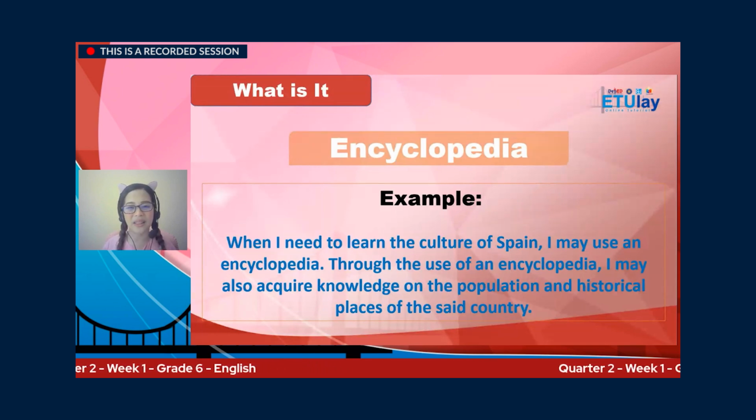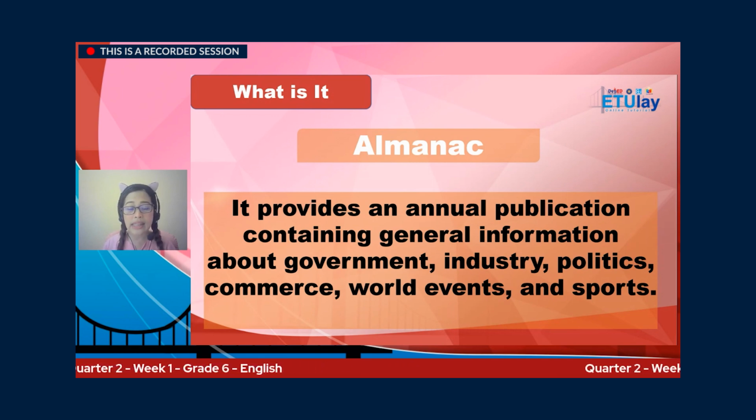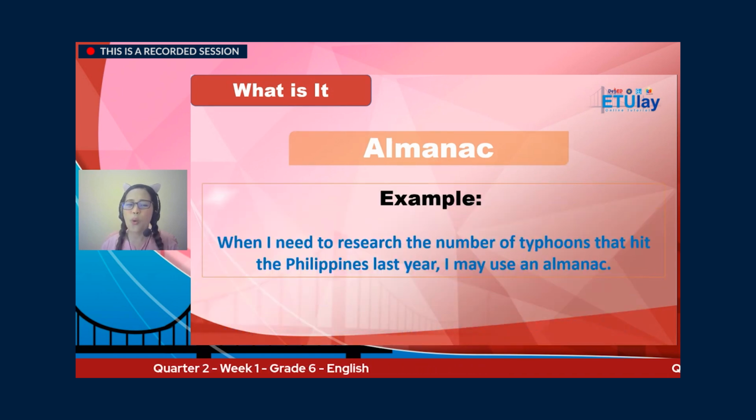Through the use of encyclopedia, I may also acquire knowledge on the population and historical places of the said country. And here's encyclopedia. The second one is almanac. I hope that you are familiar with this source of relevant information. When we say almanac, it provides an annual publication containing general information about government, industry, politics, commerce, world events, and sports. And let's take a look at this example. When I need to research the number of typhoons that hit the Philippines last year, I may use an almanac.